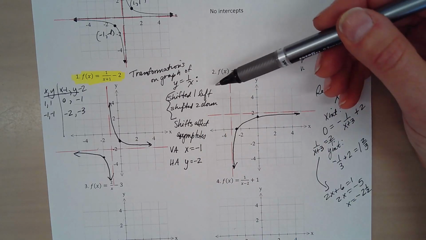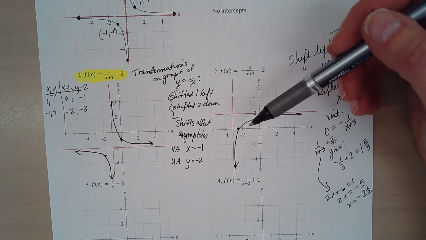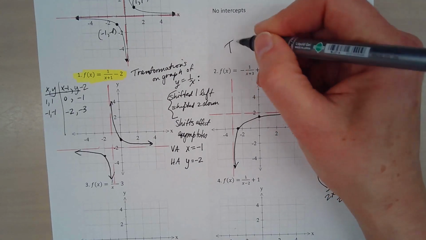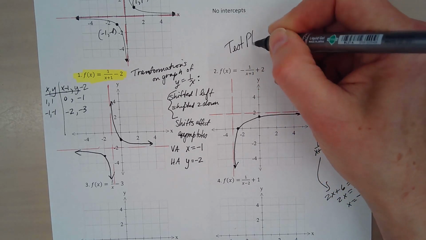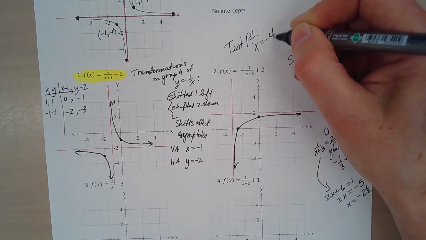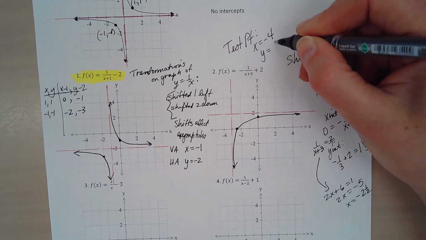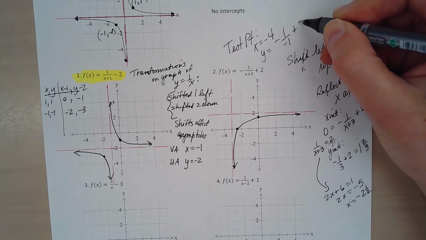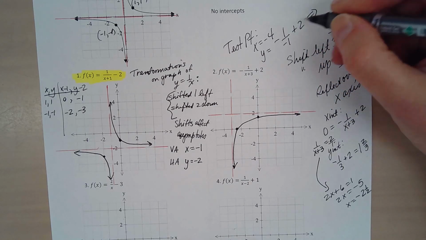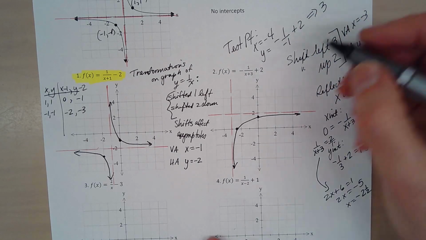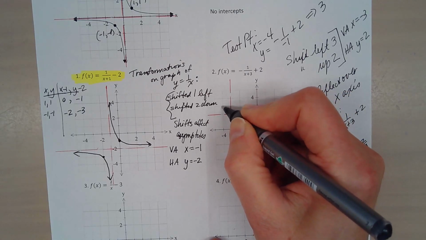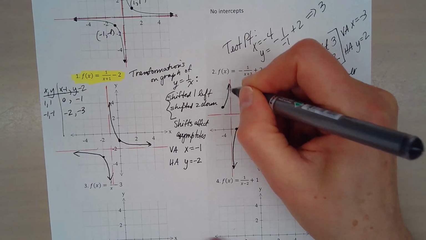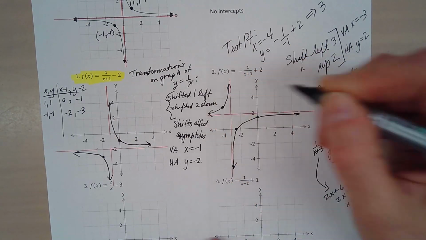I know it's going to be diagonal because it's one of the classic parent graphs and they operate diagonally. So I guess I'll do a test point. I'll do negative 4. So y equals negative 1 over, I guess negative 1, plus 2. So that would be 1 plus 2, 3. So when x is negative 4, y is 3. So I think I'm pretty confident, just asymptote, asymptote, okay?